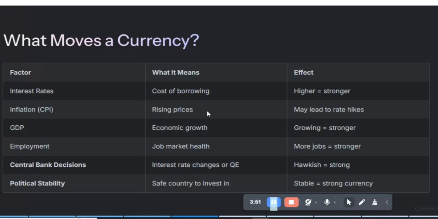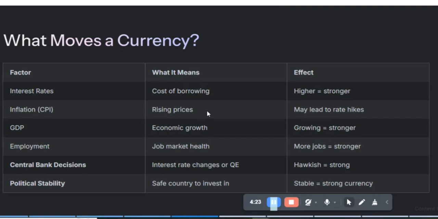So let's talk about GDP right here. It actually measures the economic growth. And if a country is growing, right, GDP is actually that particular country's production. So if you see the volume of their production is growing, it actually helps the currency to be stronger, right? So let's talk about employment, the job market, right? So more jobs will lead to a stronger currency. That's actually the effect, right?